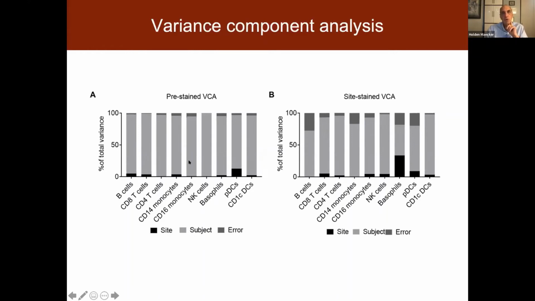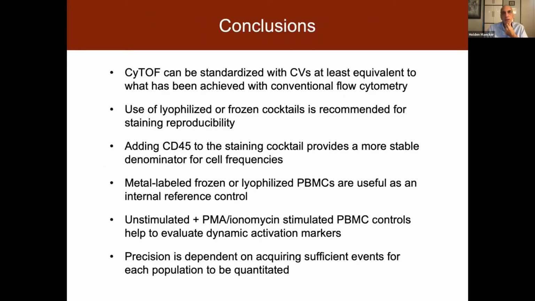And that's what you would want. You would want the variance to be due to the donor and not due to the site or something else in the protocol. If we look at the site stained, it's again similar. The biggest bar is always for subject. So most of the variance is coming from the subject and not from the assay itself or from site-specific variables.